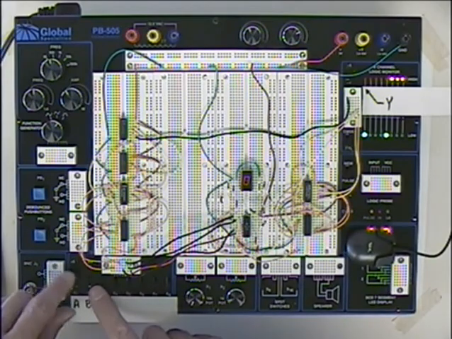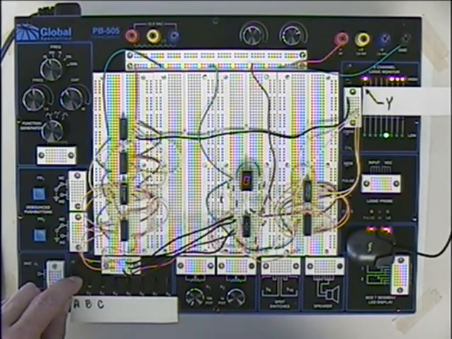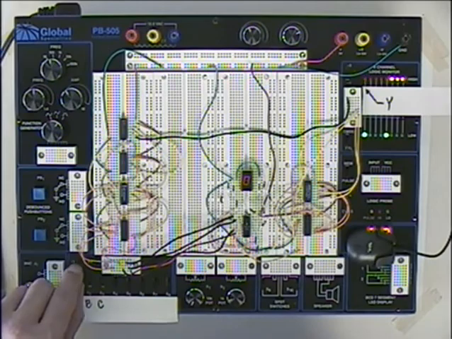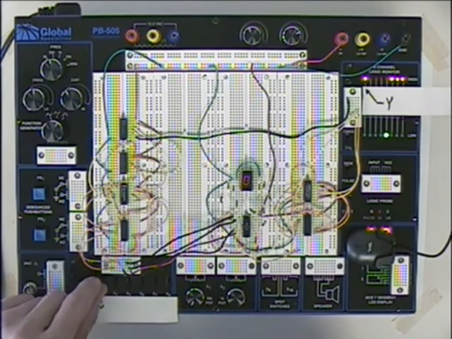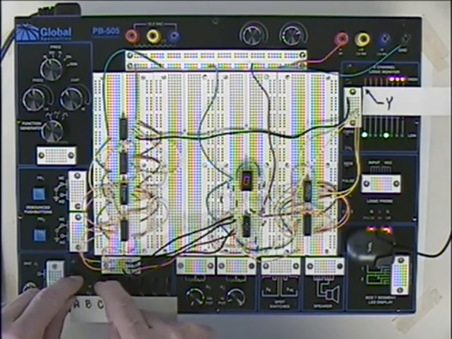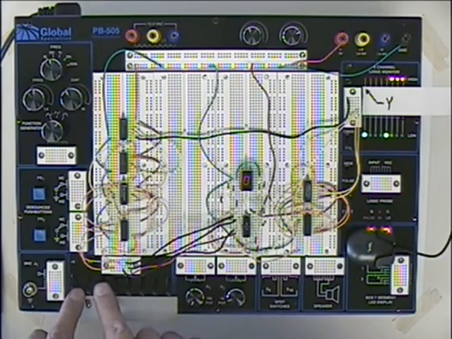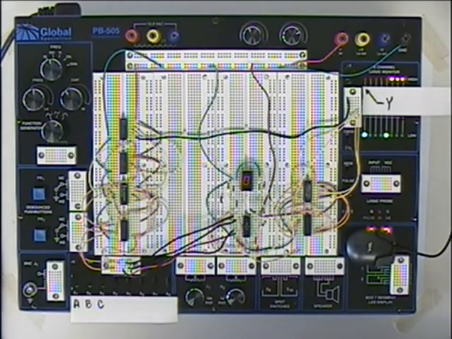So if all of these are high and one of them goes low, if A goes low, we get a high on that. B goes low, we get a high on that, and C goes low, we get a high on that. So that seems to work. And we check other combinations, all of them low and whatnot, and all of them high, we don't get an output. So that seems to operate the way we would like it to.